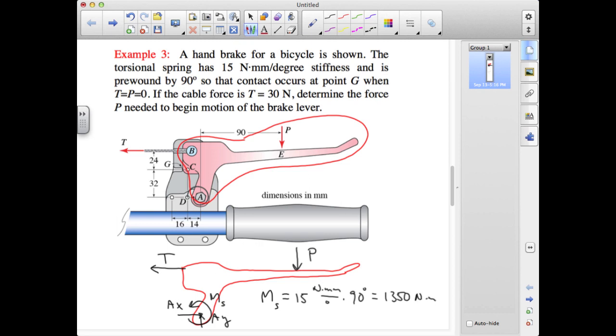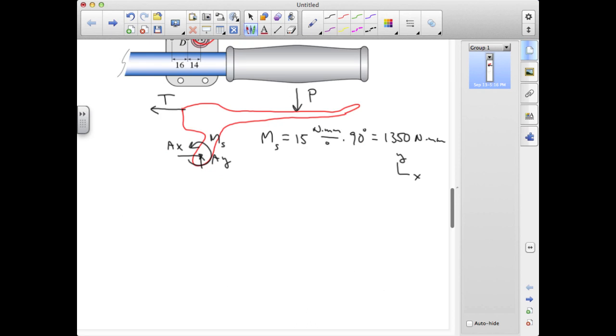So again, we can solve for P by taking the sum of the moments about A, setting that equal to 0. We have our torsional spring, we have our tension, which we know, again times the moment arm of 56 millimeters, and then we have our clockwise moment from the force applied to the brake handle, which is P times 90 millimeters.